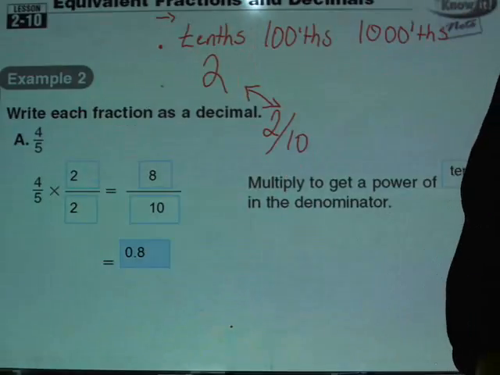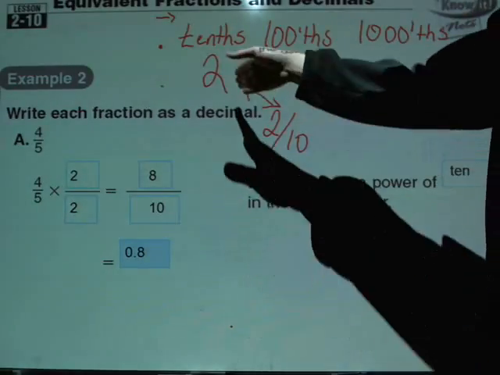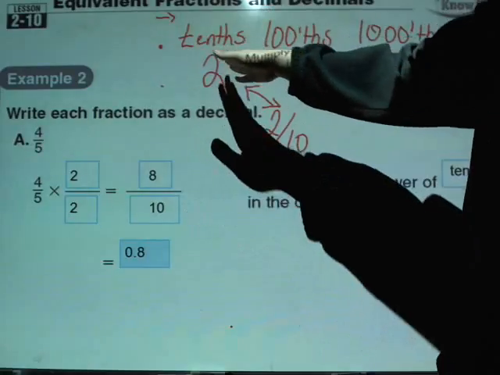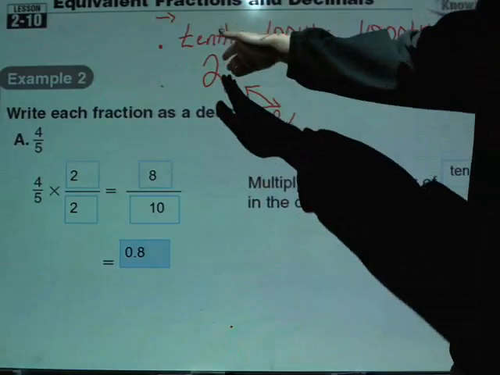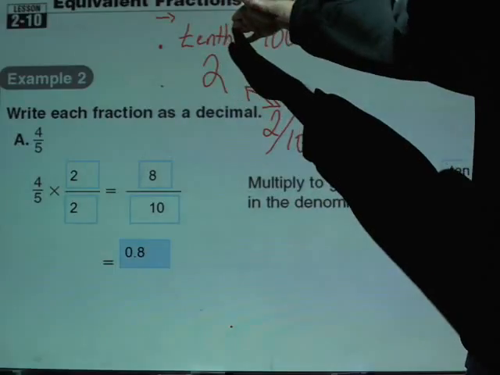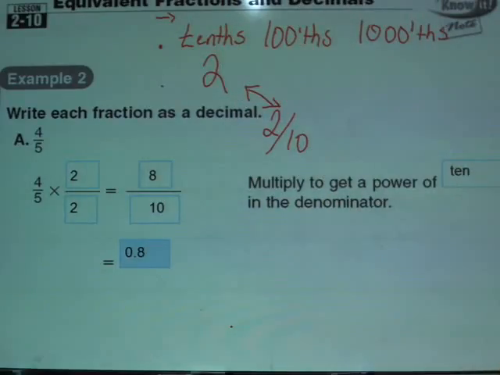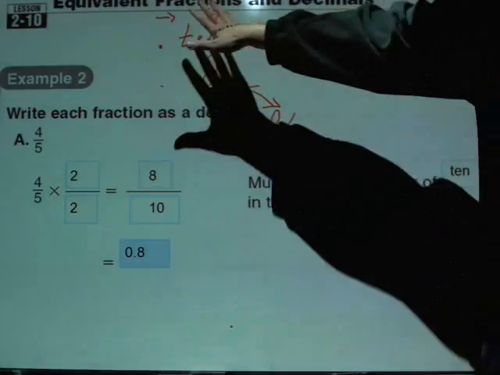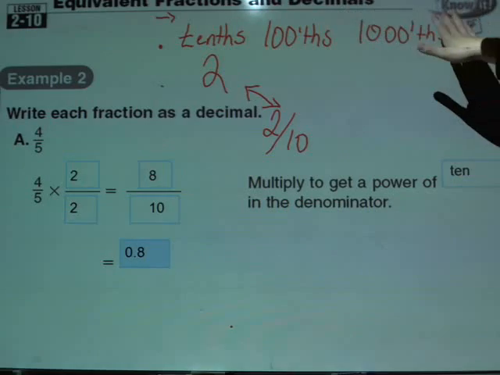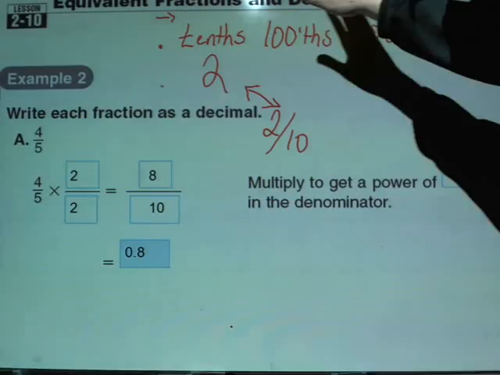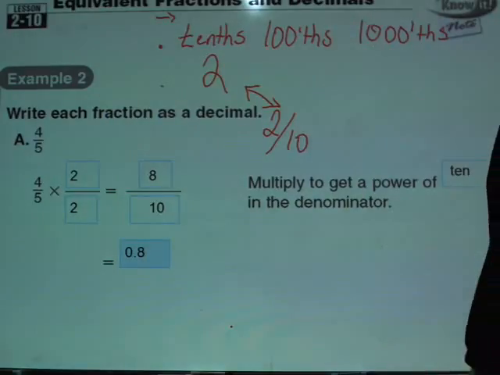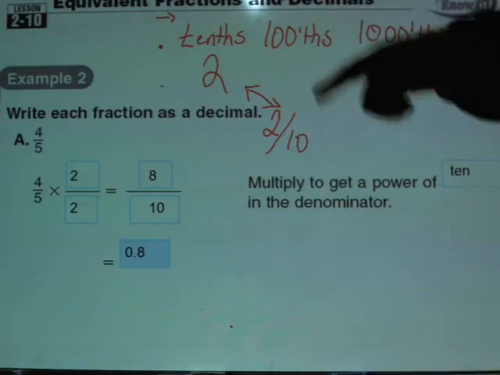Well, notice where the 2 is in terms of the place value. It's in the tenths place. So you're saying that 2/10 means there's 2 in the tenths place. That's absolutely what I'm saying. All right, so if I can get my fraction to have a denominator that matches up with one of these place values, then I know where the numerator fits in terms of the decimal.